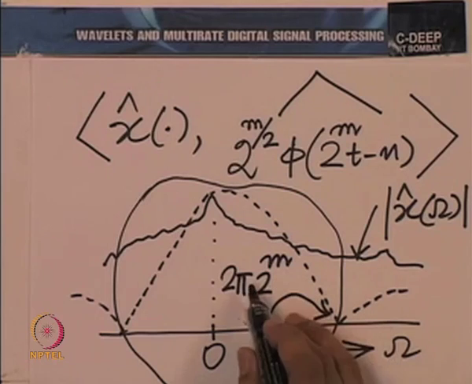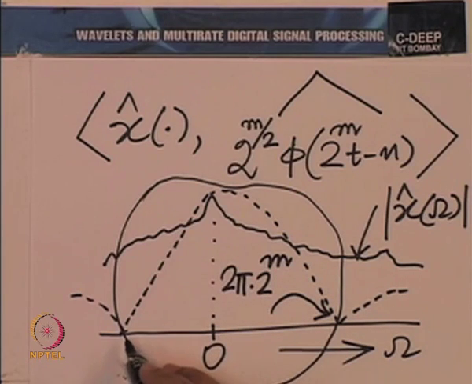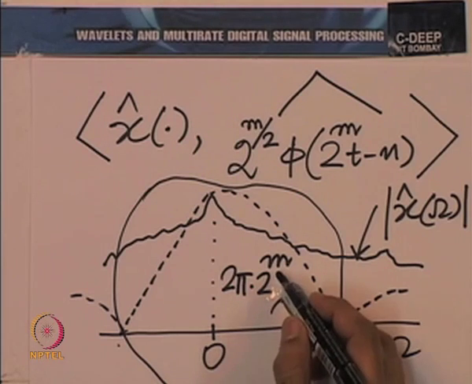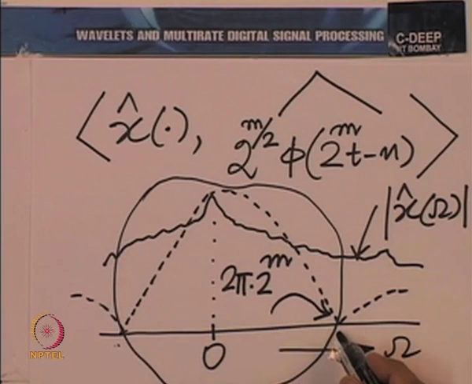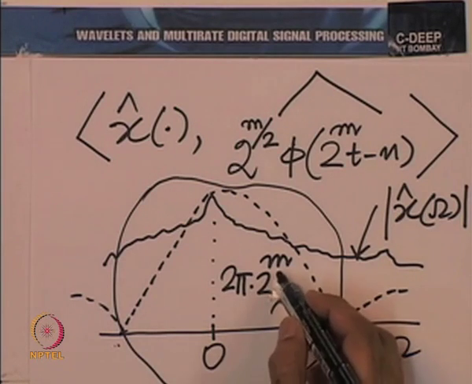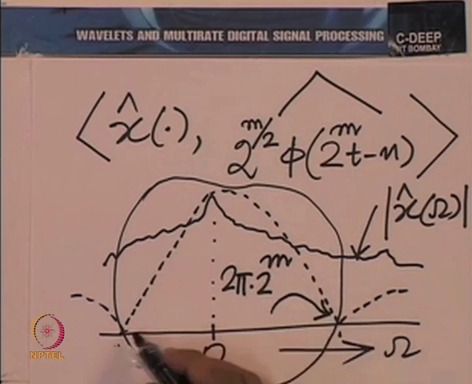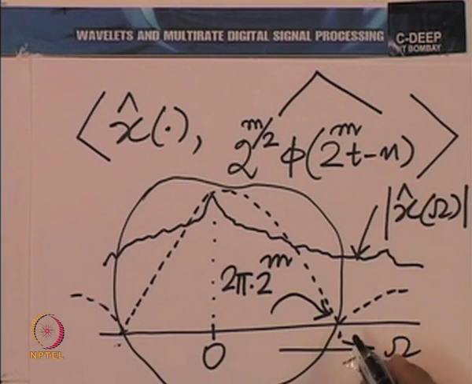So, for m equal to 0, we are essentially emphasizing a region of the frequency axis, broadly speaking, between minus 2 pi and plus 2 pi. When we take m equal to 1, we are emphasizing a region between minus 4 pi and plus 4 pi. When we take m equal to minus 1, we are emphasizing a region between minus pi and plus pi, and so on so forth ad infinitum.